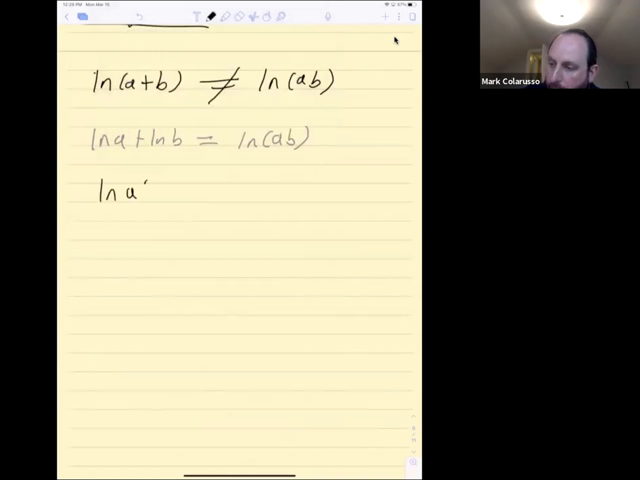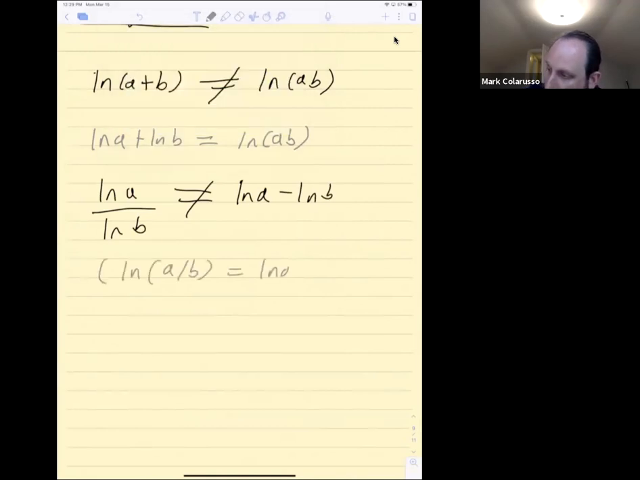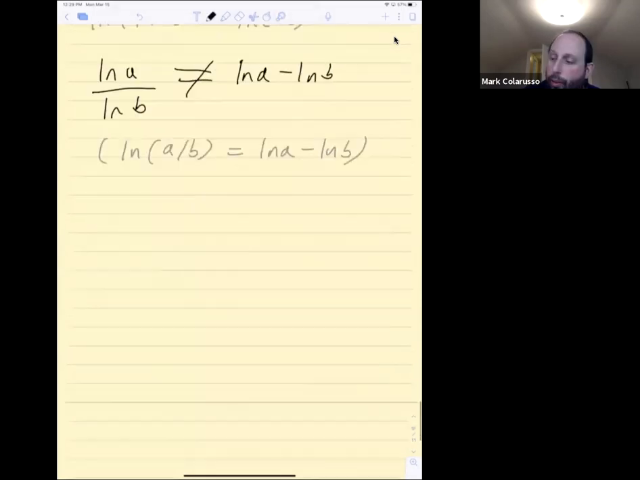And also, people occasionally do stuff like this. It is not true that the ln of a divided by the ln of b is equal to the ln of a minus the ln of b. What is true is the ln of the quotient is equal to the difference of the ln's. But there is no property to simplify the quotient of two logarithms. And similarly, there is no property for this. It is not equal to ln a to the r. What is true is r ln a is ln a to the r.